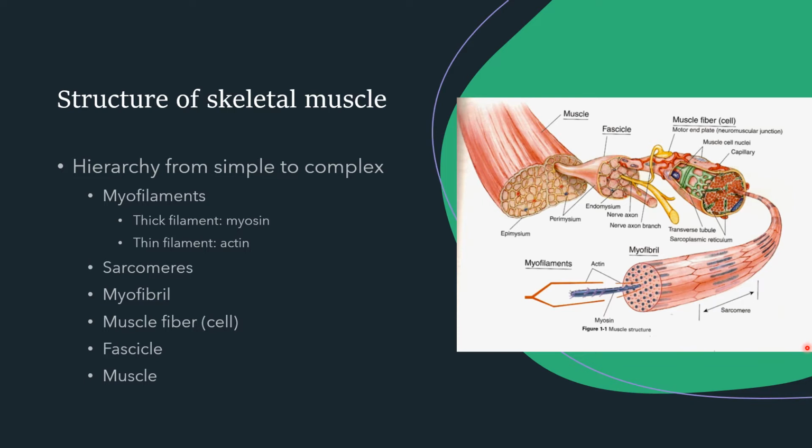These myofilaments are organized in sarcomeres. These sarcomeres line up to form myofibrils. These myofibrils come together in muscle fibers, or the muscle cell. Many muscle cells come together to form a fascicle, and these fascicles all come together to form a muscle, or muscle belly.